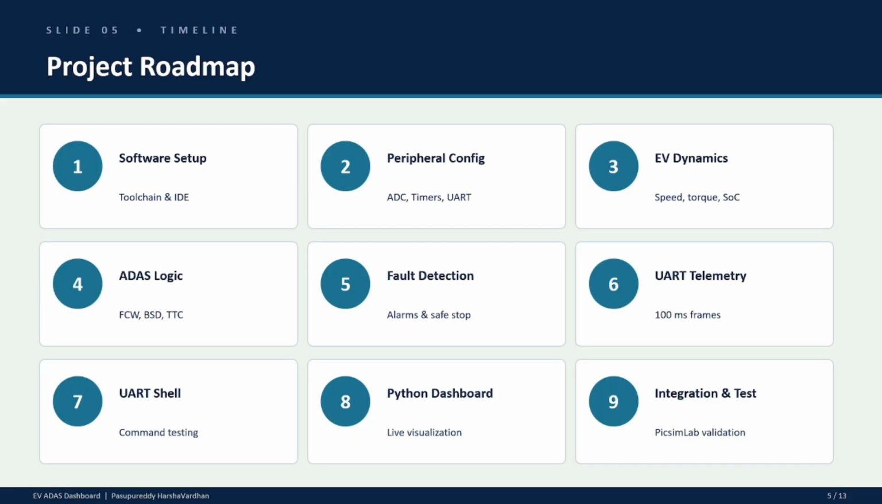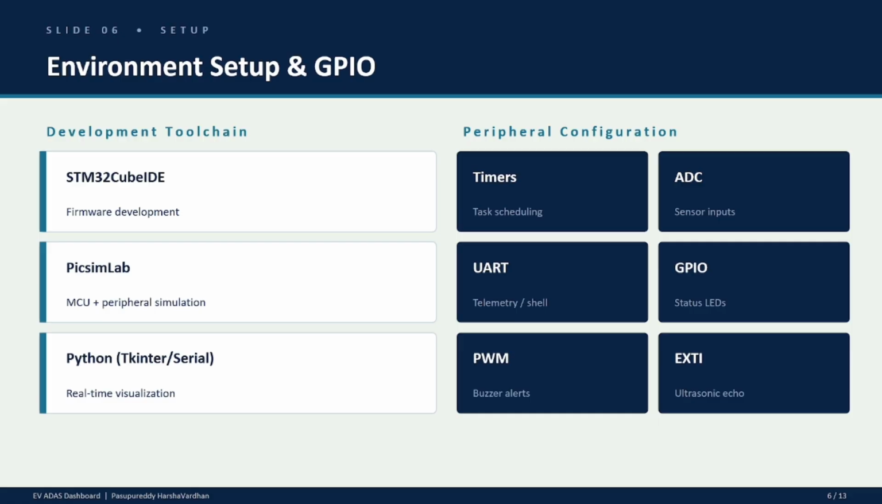This project was completed in 9 phases, starting from software setup and peripheral configuration, followed by EV dynamics, ADAS implementation, fault detection, UART communication, and finally a real-time Python dashboard. We used STM32CubeIDE for firmware development, Proteus Lab for simulation, and Python for visualization. Timers were configured for scheduling, ADC for sensor inputs, UART for communication, GPIO for LEDs, and PWM for buzzers.